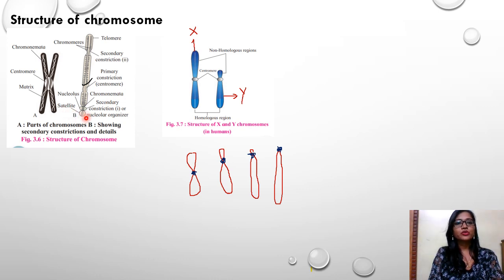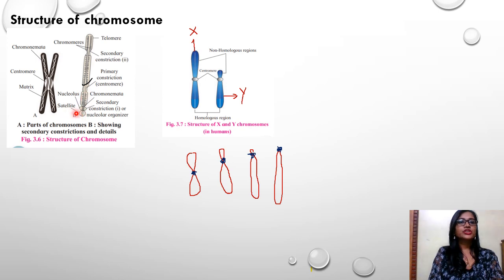The tip of the chromosome is called the telomere. The surface of the chromosome bears a large number of swellings, and these swellings you can see inside the chromosome are the chromomeres. These are the swellings which are present.